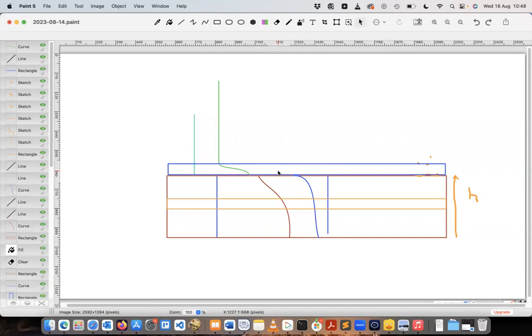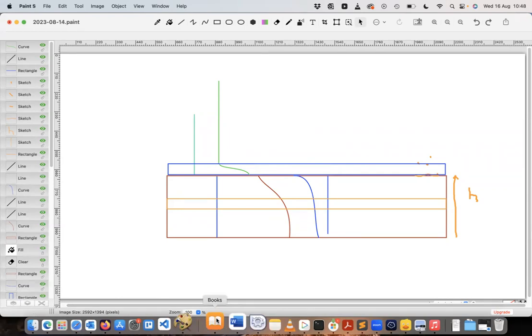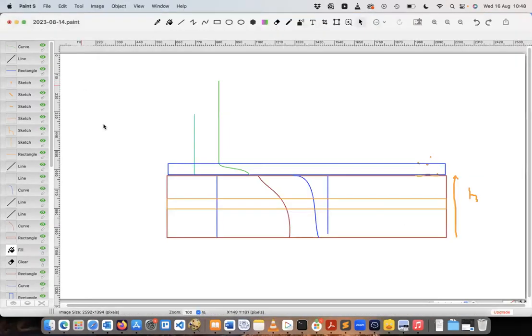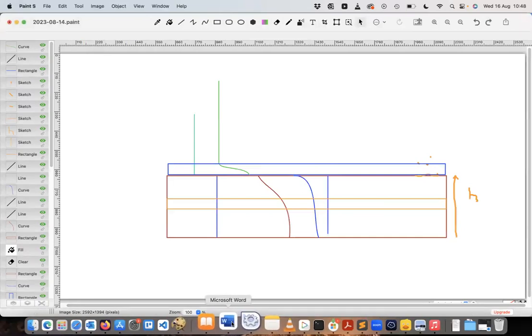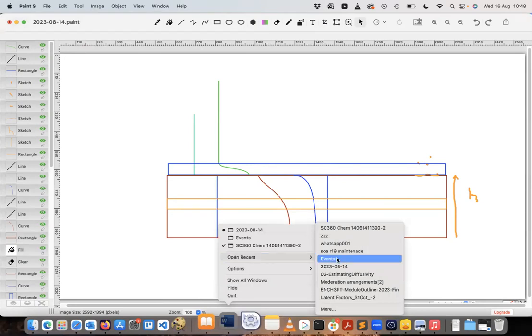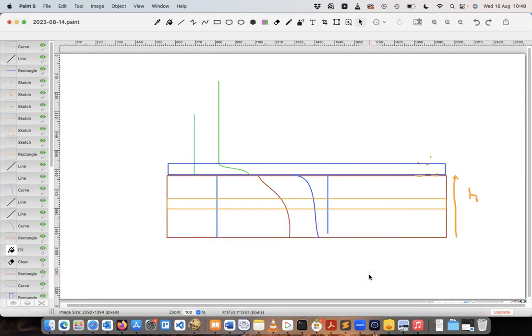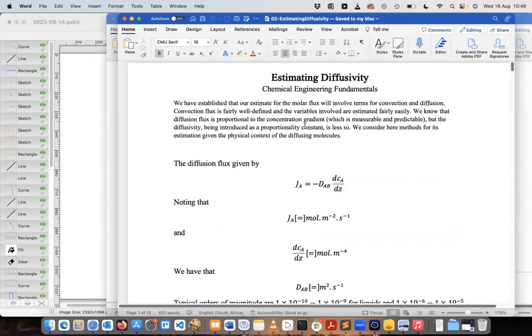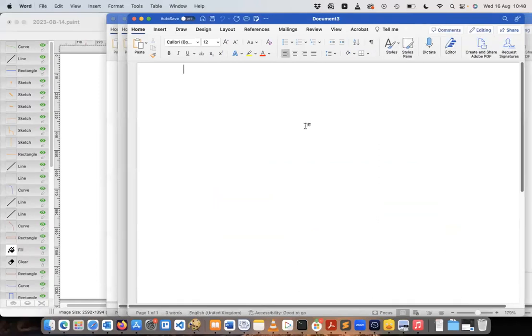So to do that, we'll write the film expression. Let's just open up a new PDF here. Okay. Yep. So let's just do this in a new document then.